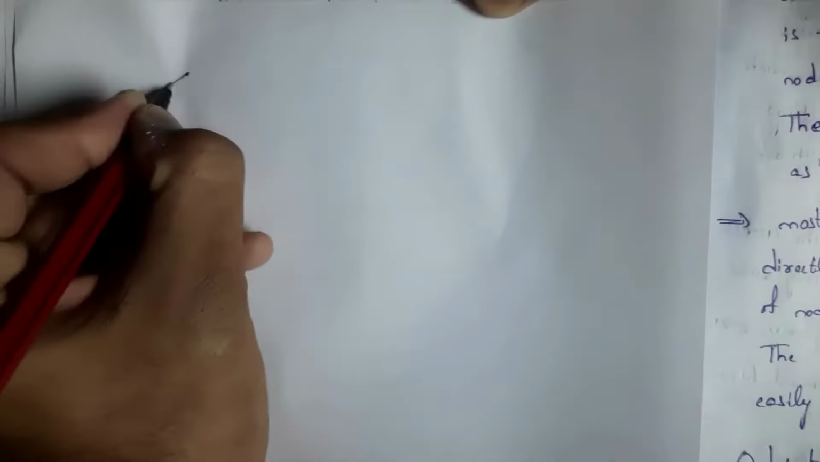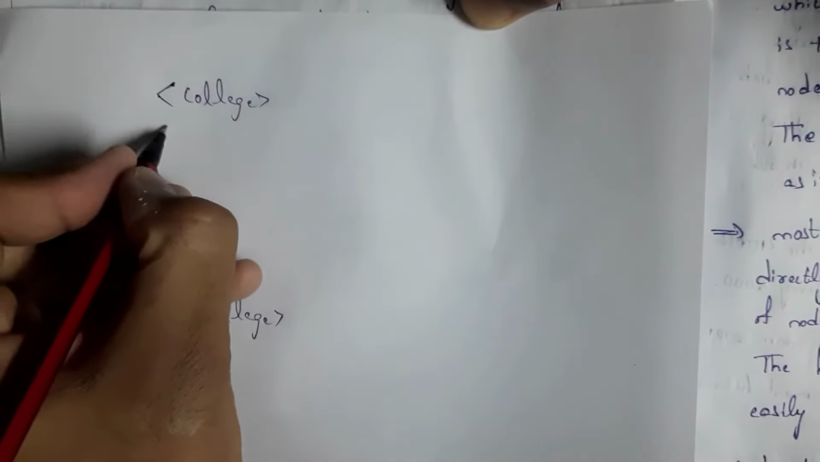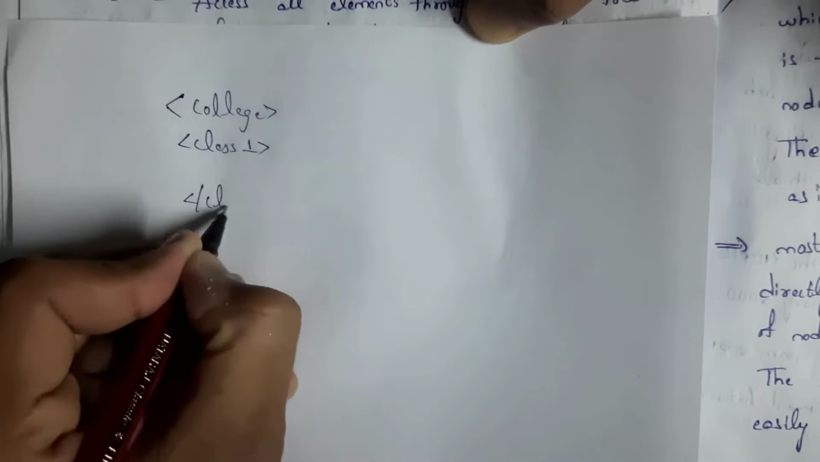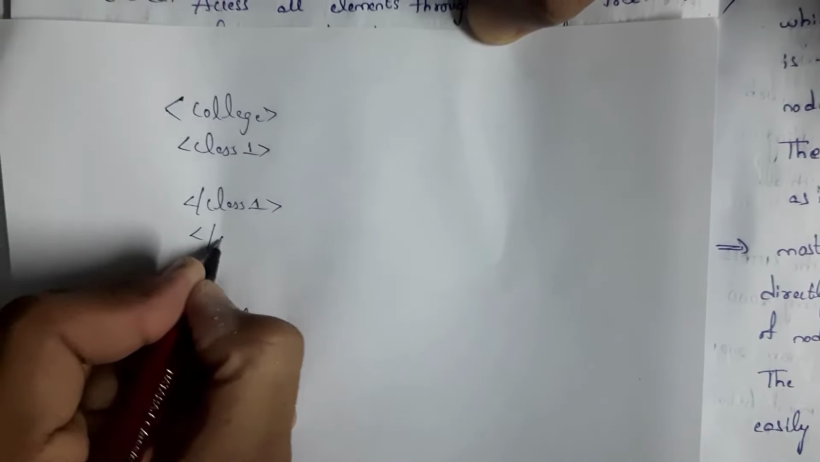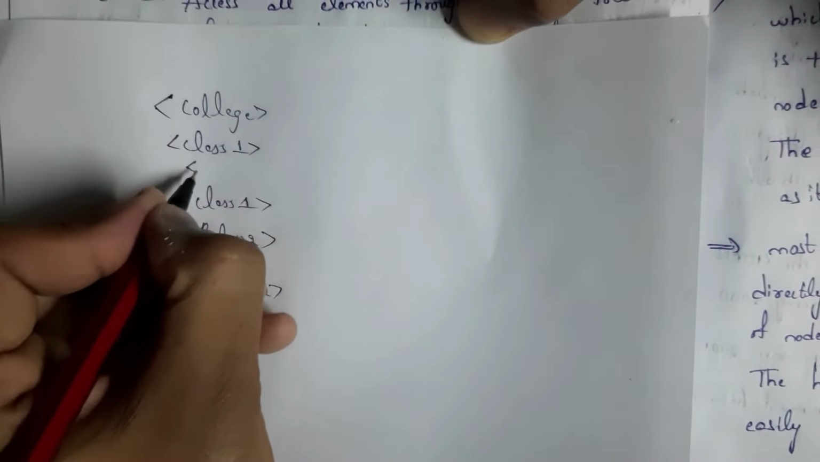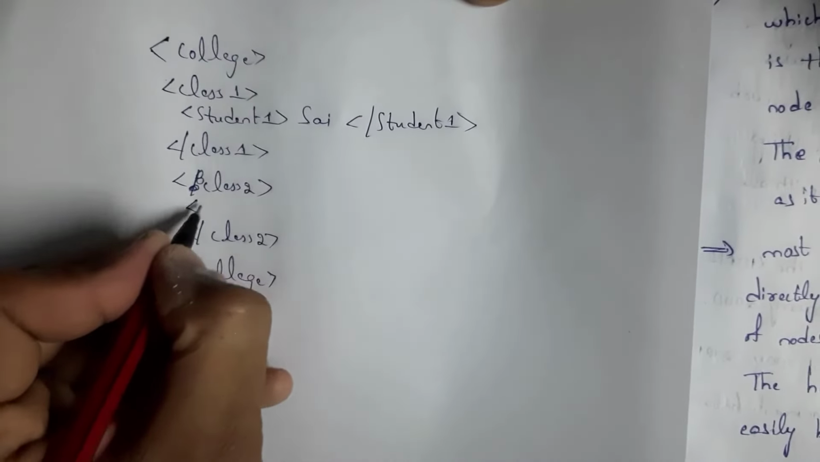I will give one more example of this XML DOM. I took the root element as college. Similarly, we need to close this. Inside college, there is class 1. Similarly, we need to close this class 1. And we need to take class 2. And similarly, we need to close this class 2. Inside class 1, there is student 1. His name is Sai. And similarly, inside class 2, there is student 2.